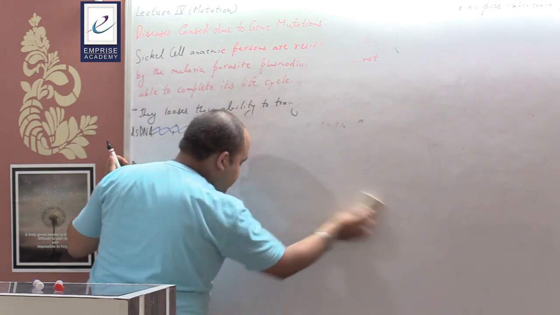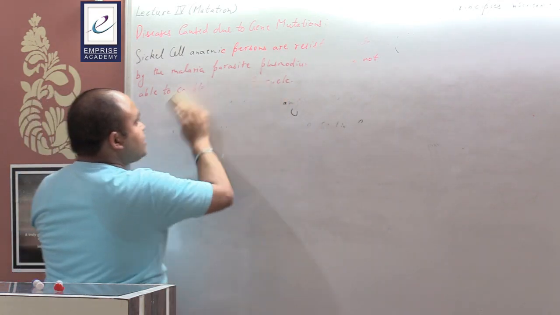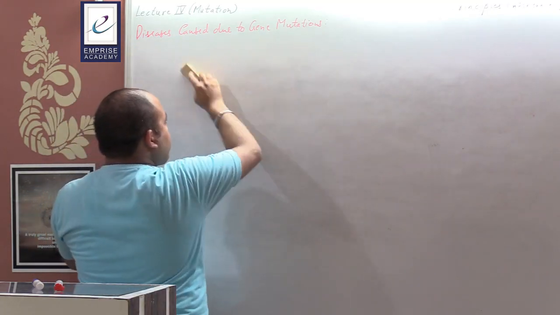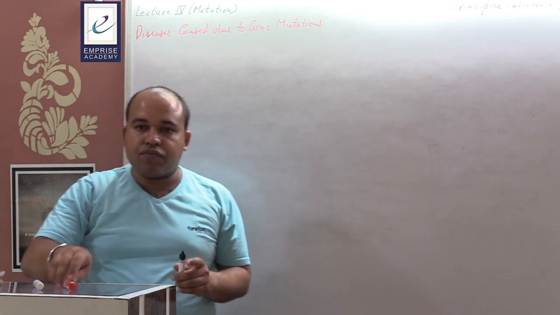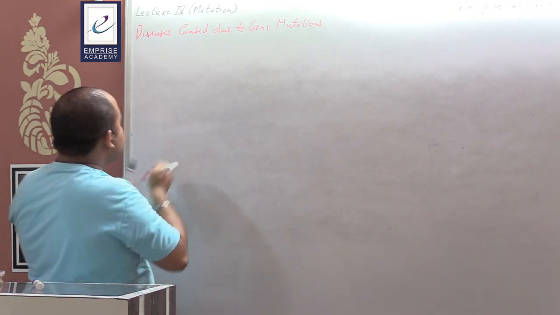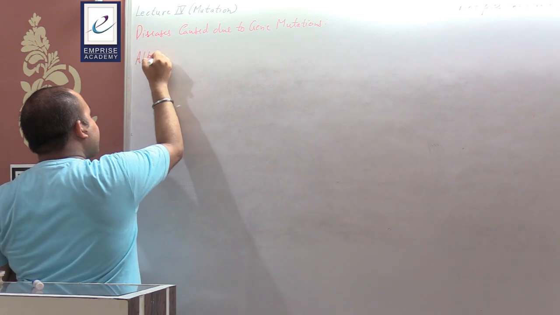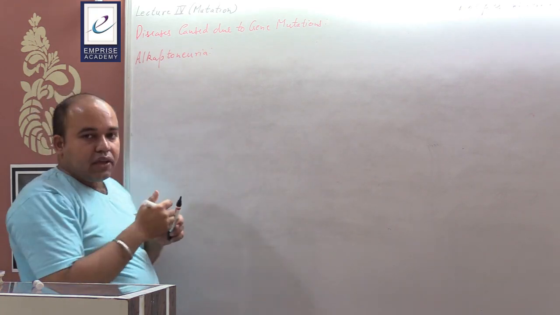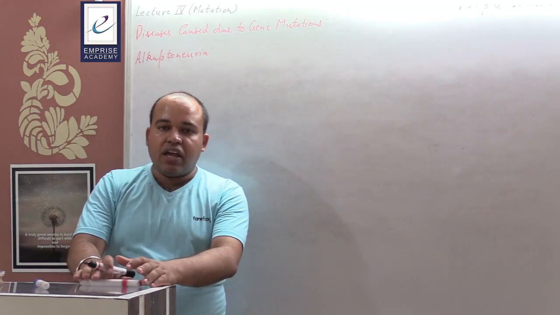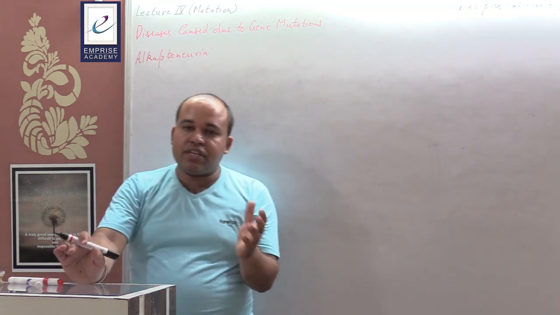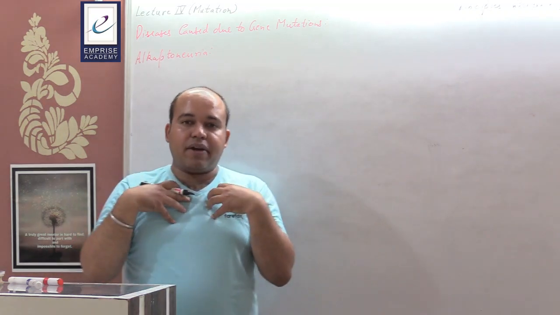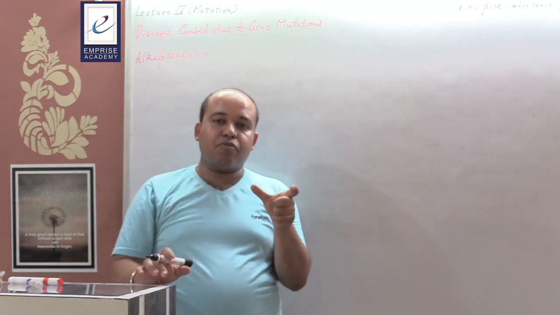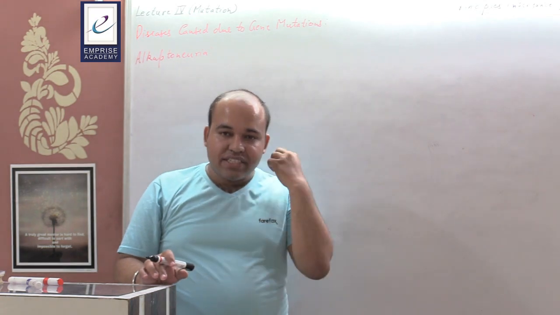Now what happens in the case of alkaptonuria? We must understand. In the case of alkaptonuria, which is still an autosomal disorder, the tyrosine is getting converted in our body, normal metabolism. The tyrosine is getting converted into homogentisic acid. And in the case of alkaptonuria, homogentisic acid oxidase enzyme is absent.